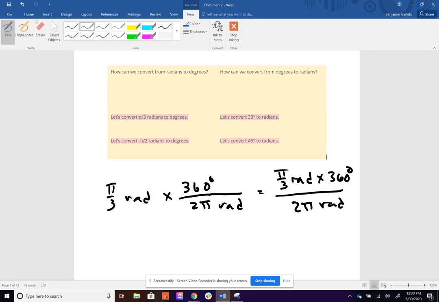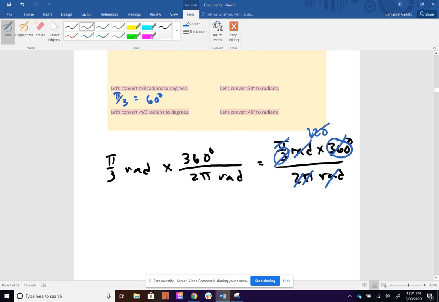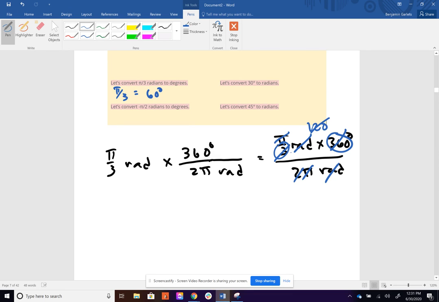Since I have radians in my numerator and my denominator, those are going to go away because I've just converted. Pi in my numerator, pi in my denominator. 360 divided by 3 is 120, so those can go away. Then I've got 120 divided by 2, which is 60. So what I see is that pi over 3 is the same thing as 60 degrees.